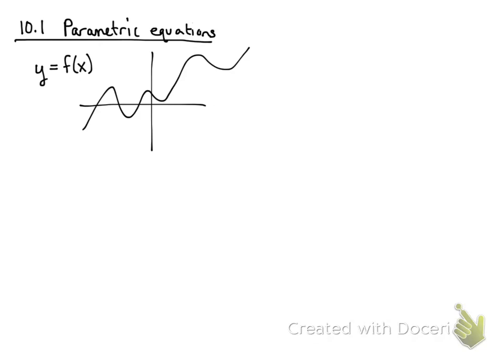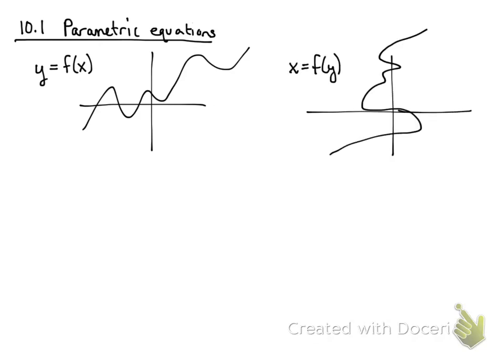Sometimes instead of y equals a function of x, we'll have x equals a function of y, and those graphs can look very different, but instead of the vertical line test, they have to pass the horizontal line test. No horizontal line can hit a graph like this twice.